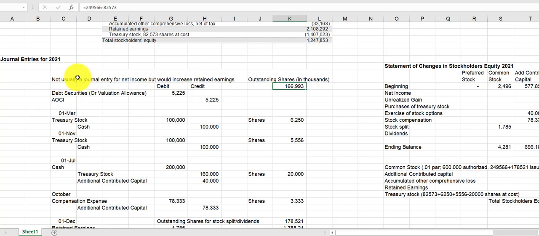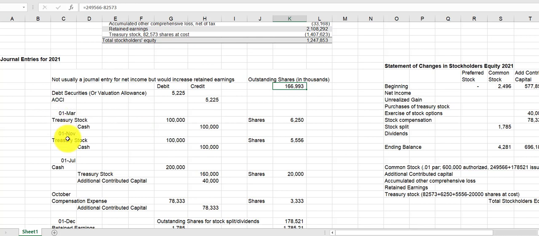Now the net income, which was given, is typically not a journal entry, but of course would increase retained earnings. Now if you made it as a journal entry, that's not a big deal, but typically is not, because it's a calculation, right? But it is updated to retained earnings.